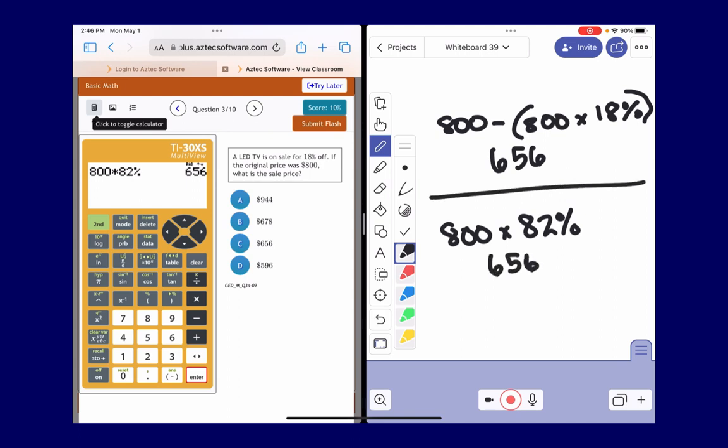So it's like, what do you prefer? What does your brain understand better?